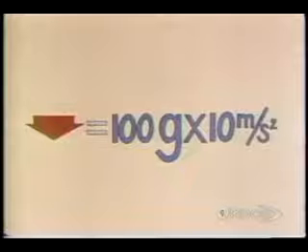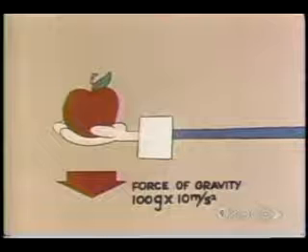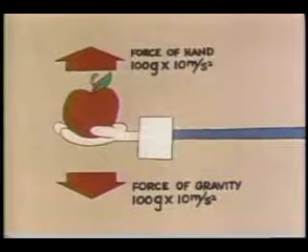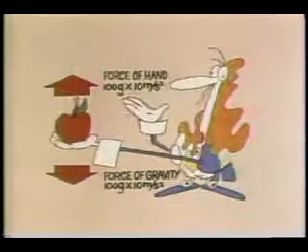In fact, scientists have calculated that the rate of acceleration at which every object falls to the Earth is roughly 10 meters per second per second. This applies to everything. Acrobats, oil paintings, green bottles, and apples, of course. So we can now finish our calculation. The force of gravity pulling the apple down is 100 grams times 10 meters per second per second. And if you want to stop the apple falling, your hand must balance this exactly by pushing the apple up with an equal force.